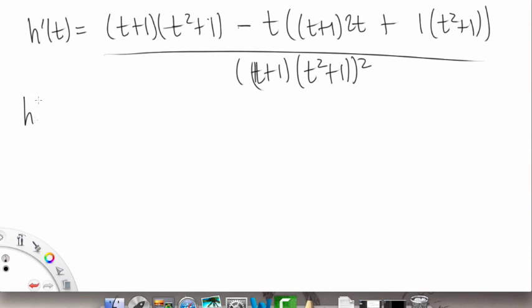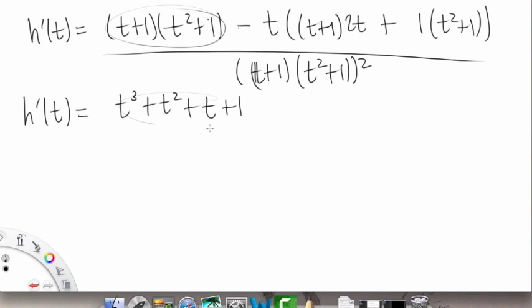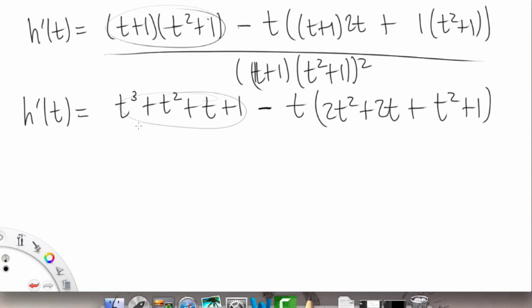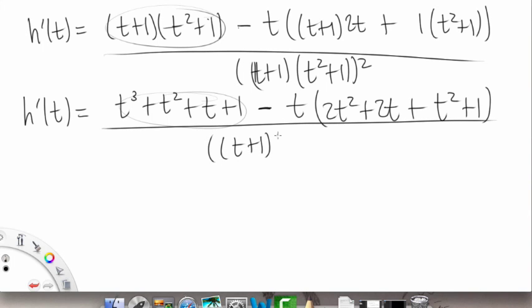And now when we distribute things on the top, what we're going to get is a t to the third plus t squared plus a t plus 1. So that's this first thing here. That's what I just did. And then we have a minus t times what? A 2t squared plus 2t plus t squared plus 1. Okay, so this is just a bunch of simplifying at this point, just a bunch of algebra.